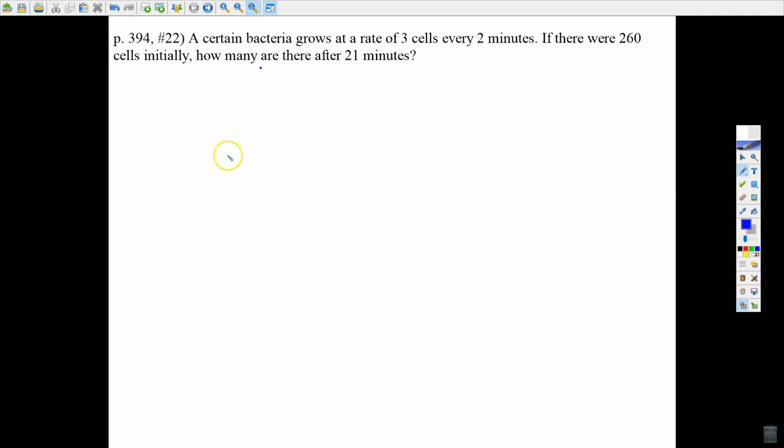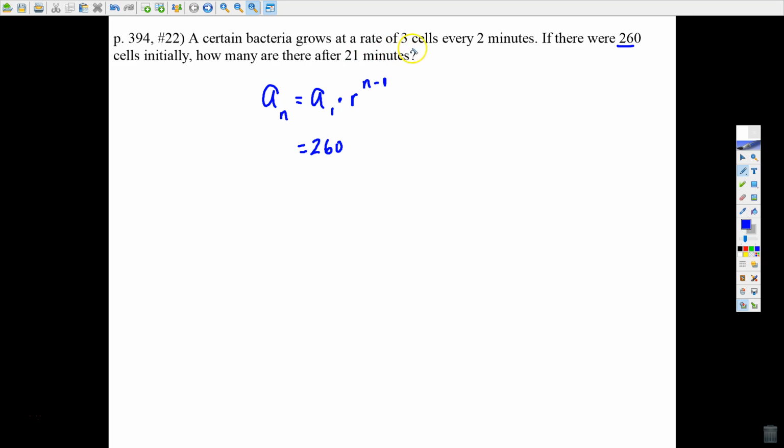This is a review of the formula that we looked at earlier in this lesson, where we can find a particular term, we call that the nth term, using the first term times the common ratio raised to the n minus 1 power. It's just a matter of what numbers fill in this particular formula. Well, the first term is probably pretty obvious. We had 260 cells initially, so you probably got that one pretty easily.